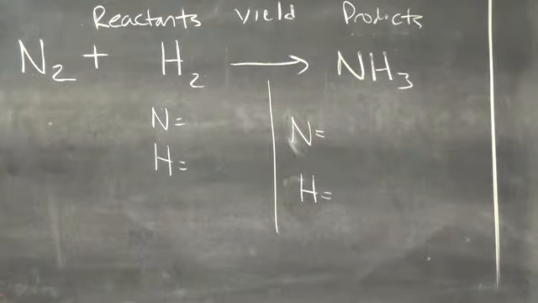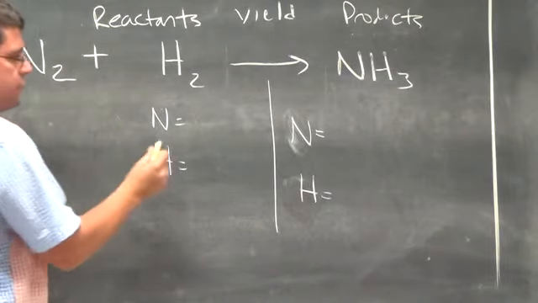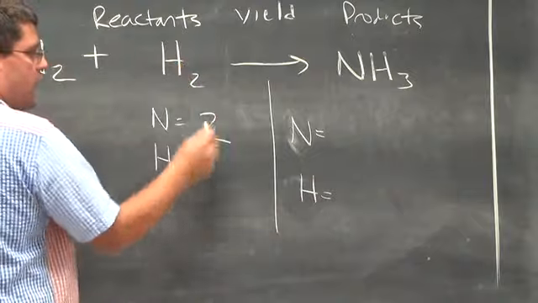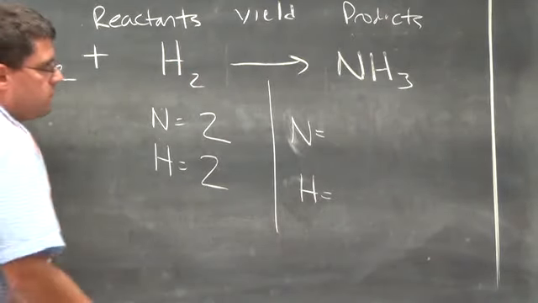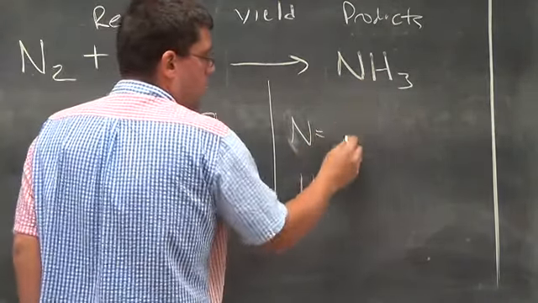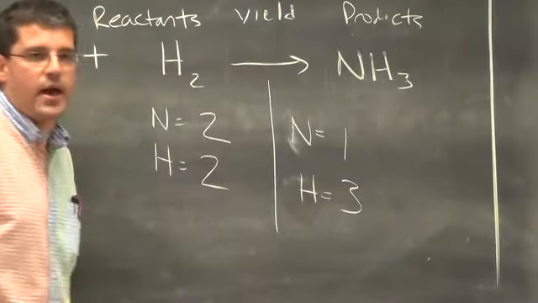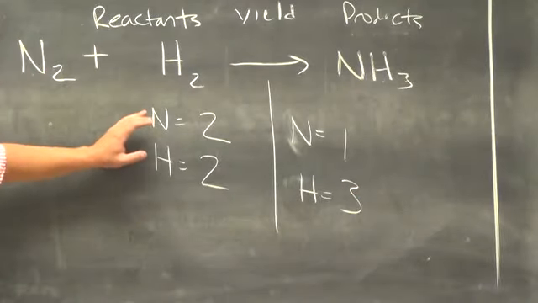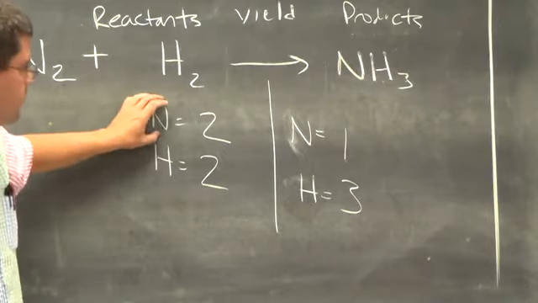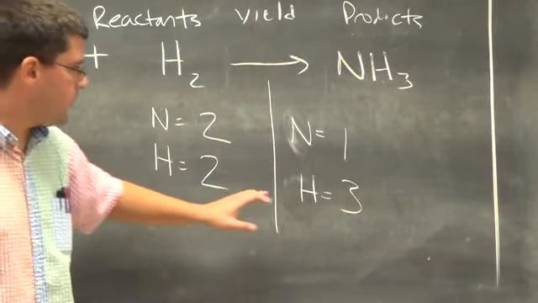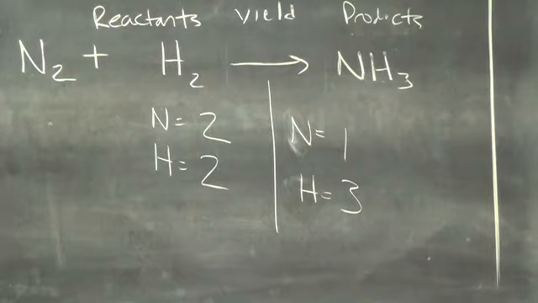Oh, counting atoms. Easy. Right now I have 2 nitrogen atoms. I've got 2 hydrogen atoms. I've got 1 nitrogen atom. 3 hydrogen atoms. So this equation is not balanced because I've got 2 nitrogen on this side, 1 over here, 2 hydrogen here, 3 here. Okay, so let's take a look.